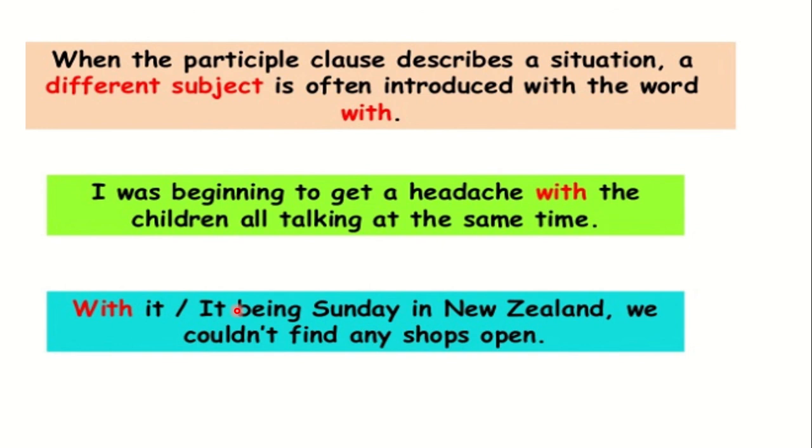Next, it being Sunday in New Zealand, we couldn't find any shops open. We couldn't find any shops open because it is Sunday in New Zealand. So being Sunday, we couldn't find any shops because it was Sunday. So it being Sunday is the use of participle with the noun.